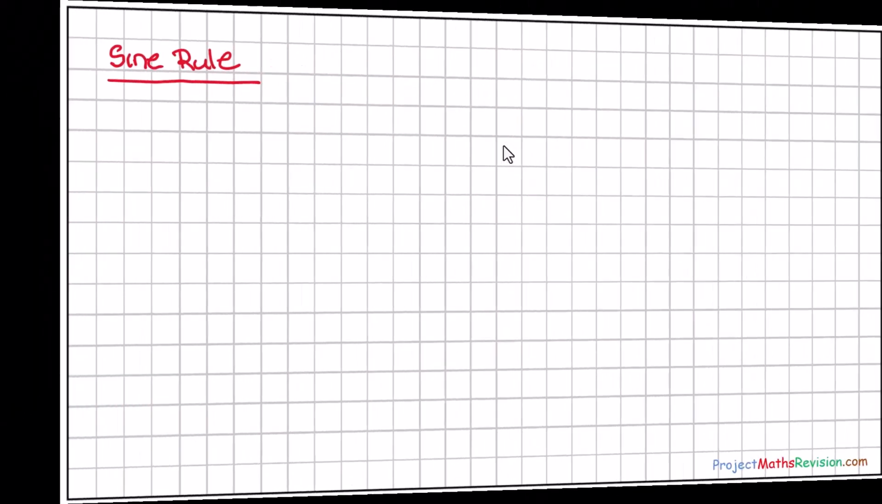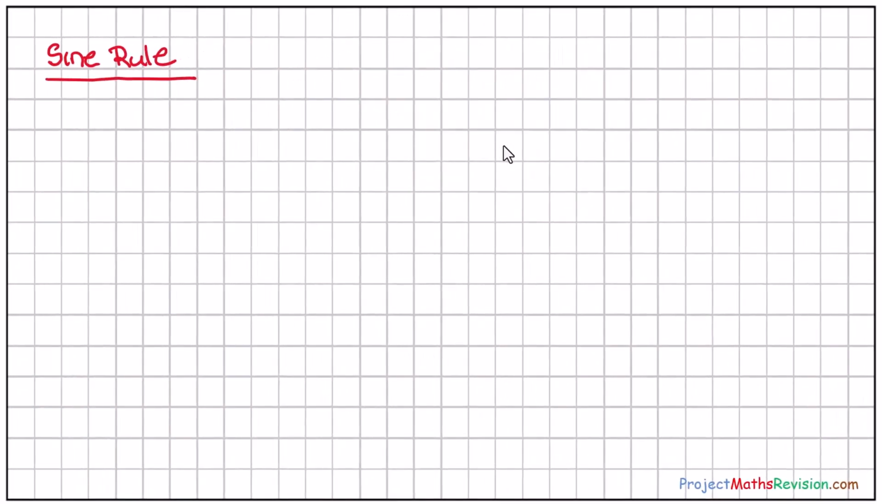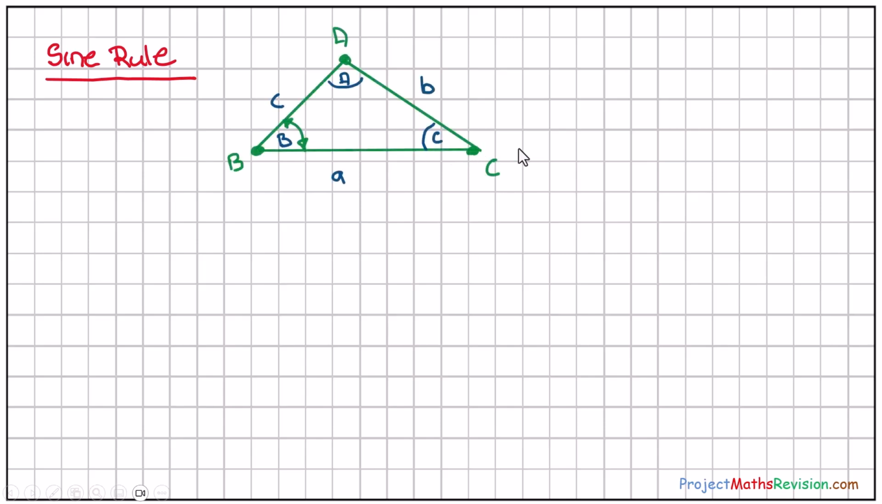Now earlier on we had a look at right angle triangles. What about non-right angle triangles? Well, if we have a non-right angle triangle, such as the one given here, we can relate the sides and the angles using one of two formulas or two rules. One is the sine rule and the other is the cosine rule. So let's have a look at the sine rule first of all.